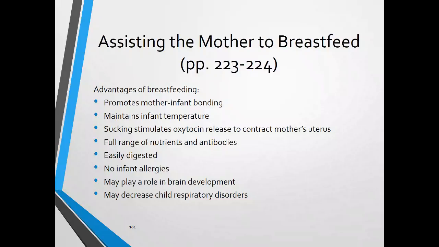So advantages of breastfeeding: it helps promote mother-infant bonding, maintains the infant's temperature, no infant allergies, and may play a role in brain development. There's a whole list of different things that are benefits to breastfeeding.